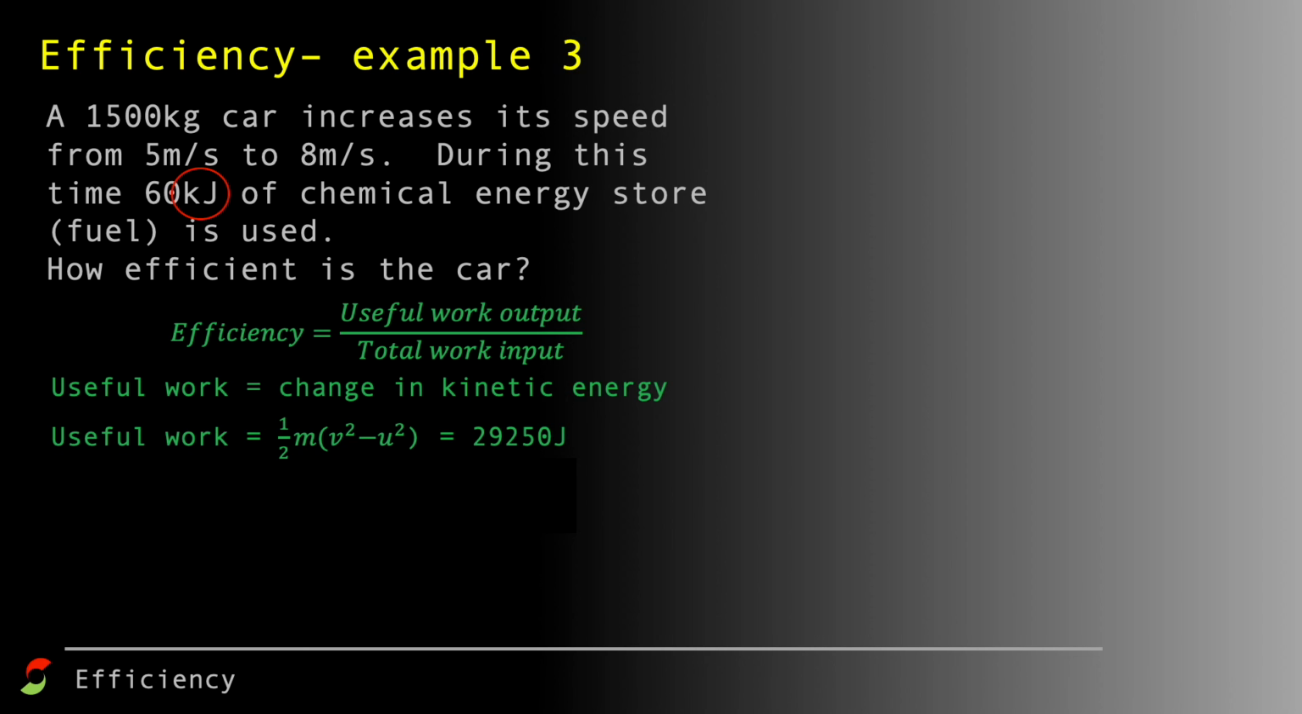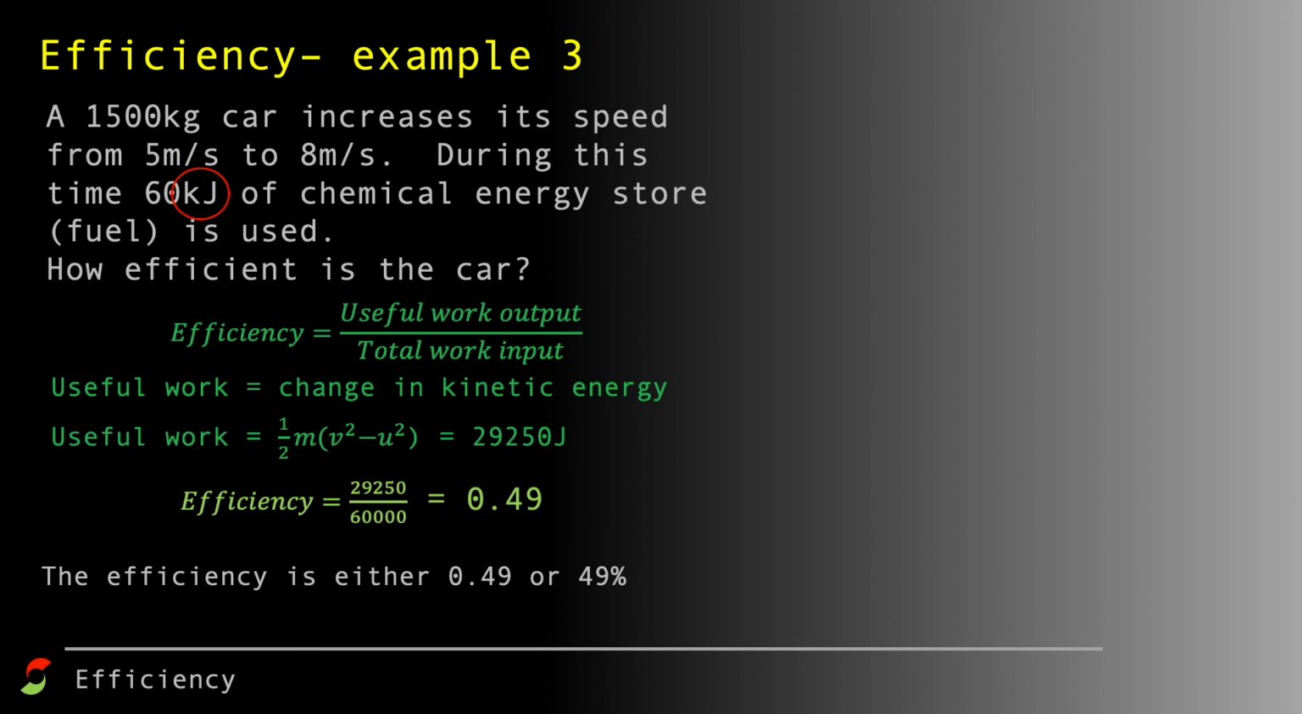So now I've identified my useful work done. The total work done is the 60,000 joules of chemical energy store, and that gives me an answer of 0.49, or if you prefer, 49%. So that's it for efficiency.